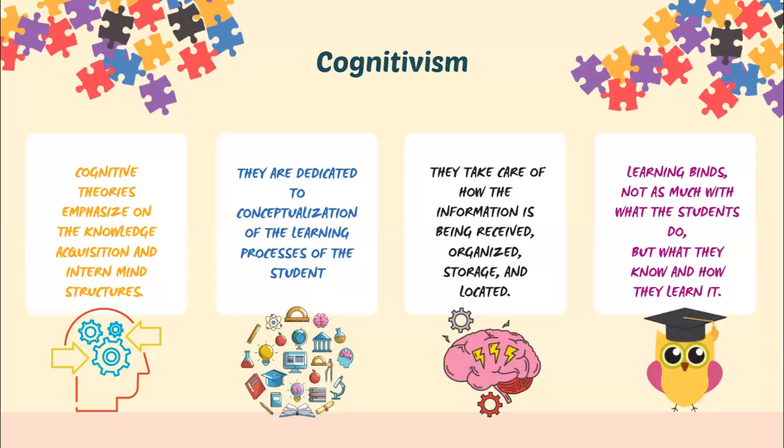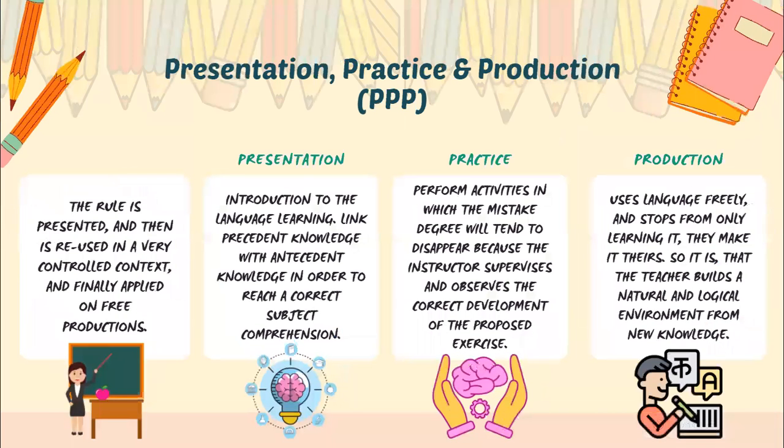Now, moving on over to the teaching method, which is presentation, practice, and production, the PPP. According to Lona, Cornejo, and Hernandez, presentation, practice, and production is a modern teaching technique used by professional schools around the globe. In a lesson inspired by this sequence, the rule is presented and then is reused in a very controlled context through some specific drills, and finally applied in free productions. So it's aimed at both young and adult people in English language teaching, where presentation is the beginning or the introduction to the language learning.